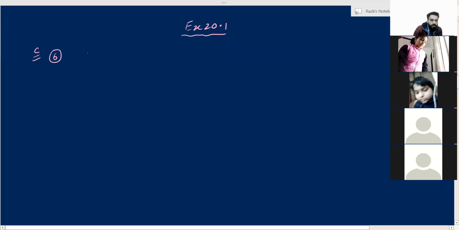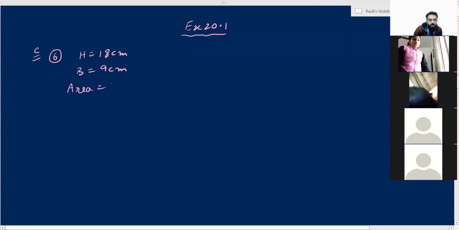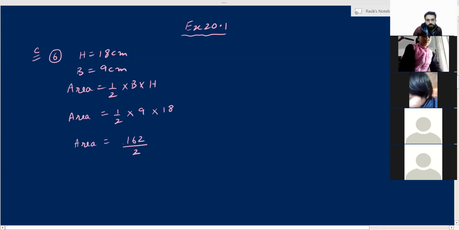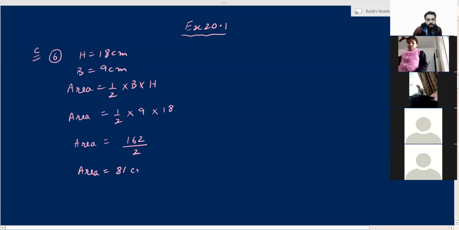We have to find the area of a triangle in which the height of the triangle is 18 centimeter, the base of the triangle is 9 centimeter. Formula of area is half into base into height. So area is equal to half into base 9, height 18. Therefore, area is equal to 162 divided by 2. 1 into 9 into 18 is 162. And when you divide 162 by 2, you get 81 centimeter square. Got it, Adrika?